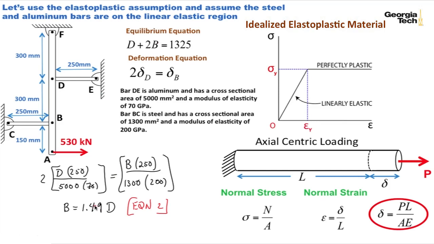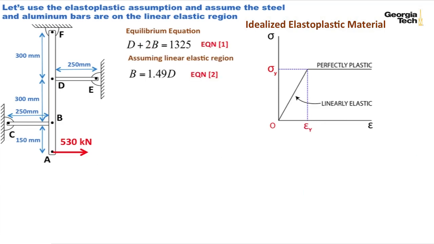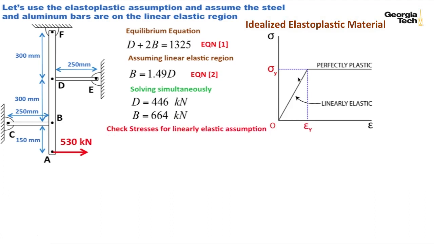Because now you see that I have 2 equations, the equilibrium equation and this equation, with 2 unknowns. The force in member BC and the force in member DE. Okay, so here are those 2 forces. Okay, solving simultaneously. Remember, we're still assuming that both members are in the linear elastic region. We have to check that to make sure that that's true.